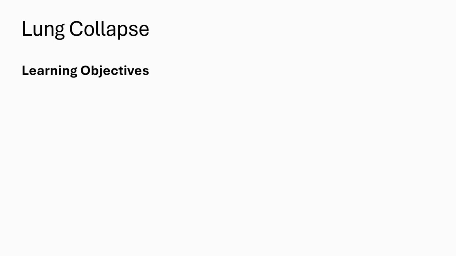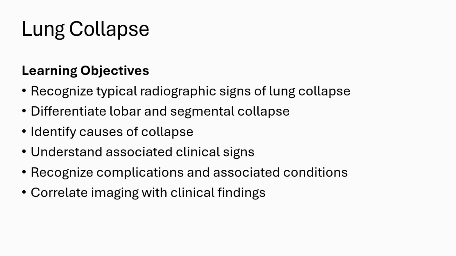So what are the learning objectives? Recognize typical radiographic signs of lung collapse. Differentiate lobar and segmental collapse. Identify causes of collapse. Understand associated clinical signs. Recognize complications and associated conditions. And correlate imaging findings with clinical findings. This is the most important: you should correlate the imaging finding with the clinical scenario to reach the proper diagnosis.